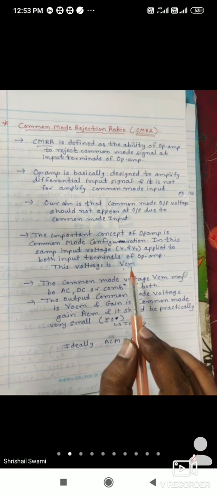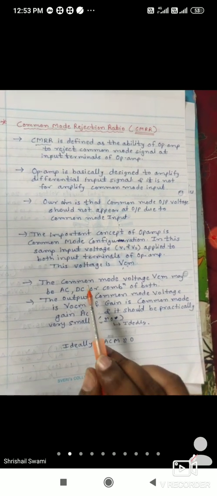VCM is nothing but the common mode input signal. It may be AC, it may be DC, it may be a combination of both. So in the figure I have used the AC signal. Now the common mode input voltage VCM may be AC, DC or a combination of both.